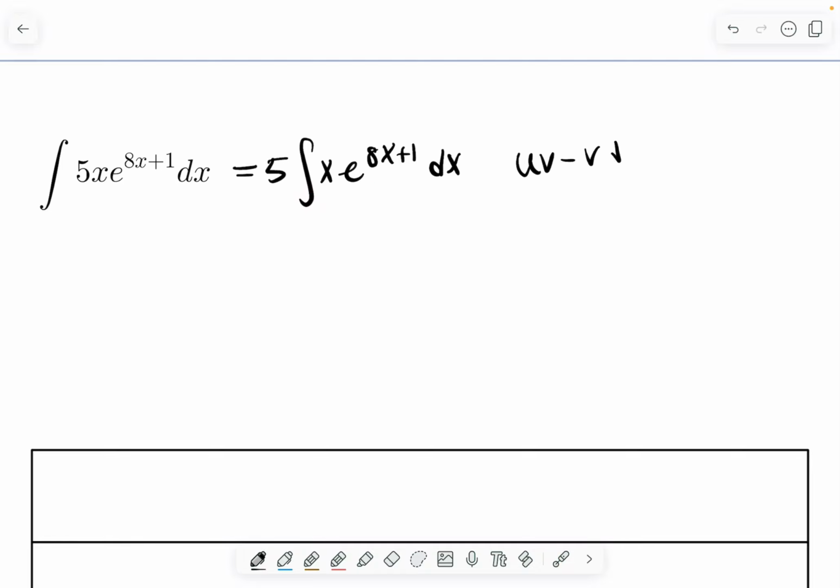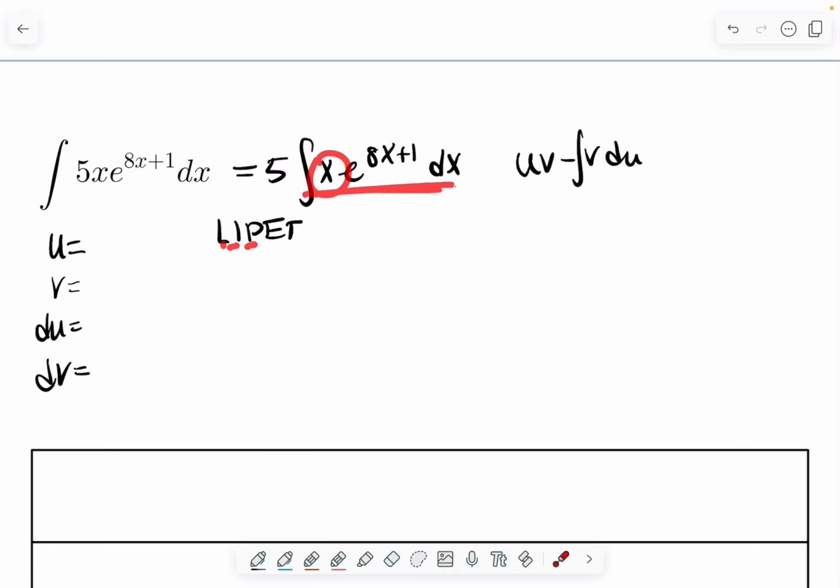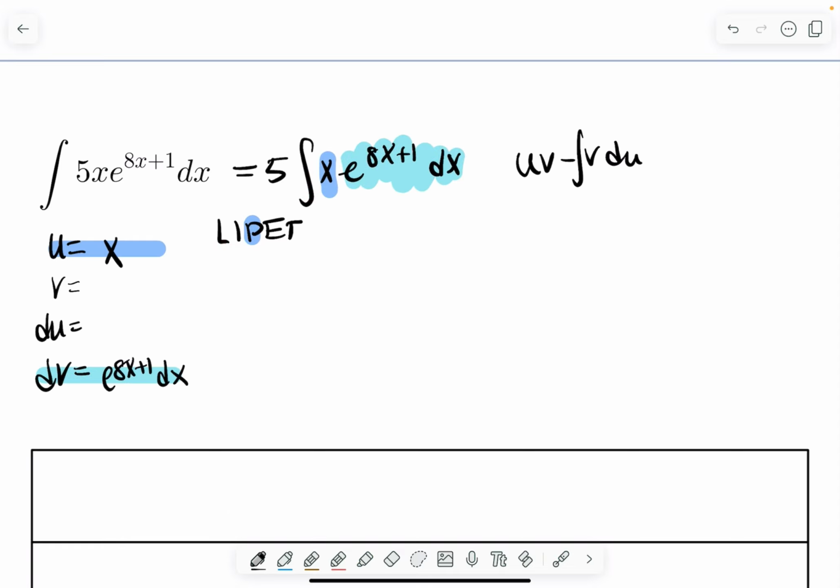The formula is uv minus the integral of v du. Then we try to find all of that information. We start by choosing our u. So I ask myself, are there any logs here? No. Are there any inverse trig? No. Are there any polynomials? Yes, I see an x. So my u is going to be x, and whatever's left is going to be my dv. Do not forget this 5. This whole thing is being multiplied by 5, so keep that in mind.